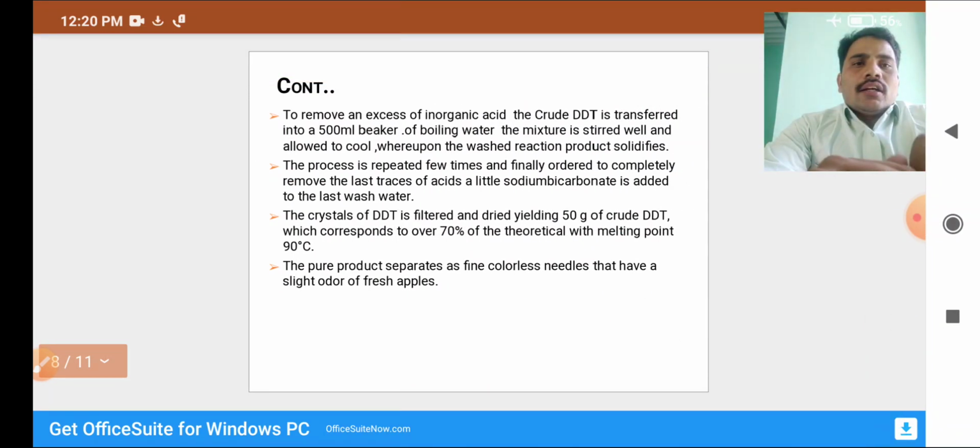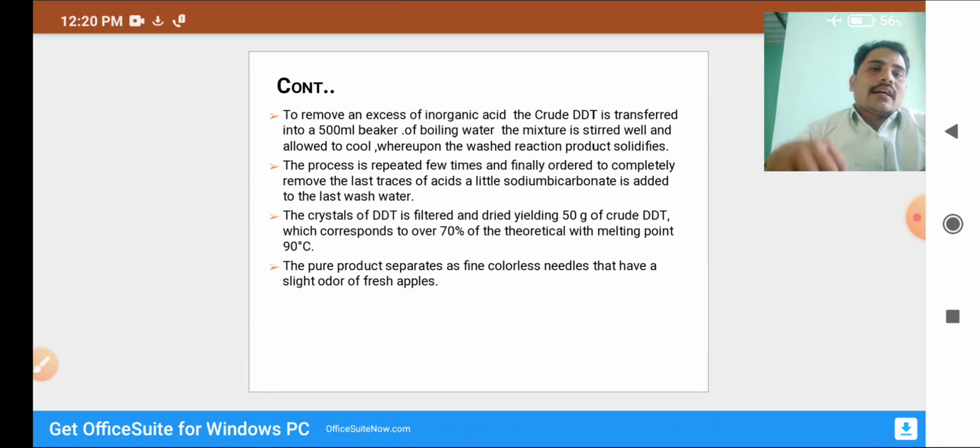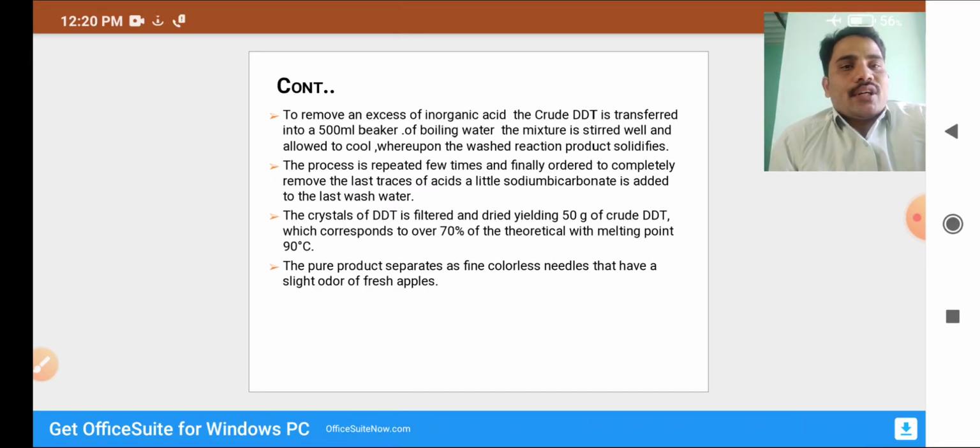And then finally, to remove the excess inorganic acid, the crude DDT is transferred into a 500 ml beaker of boiling water. Another beaker with boiling water is taken and transferred into the 500 ml beaker. The mixture is stirred well and allowed to cool, whereupon the washed reaction product solidifies. The process is repeated a few times, and finally, in order to completely remove the last traces of acids, sodium bicarbonate is added to the last wash water.